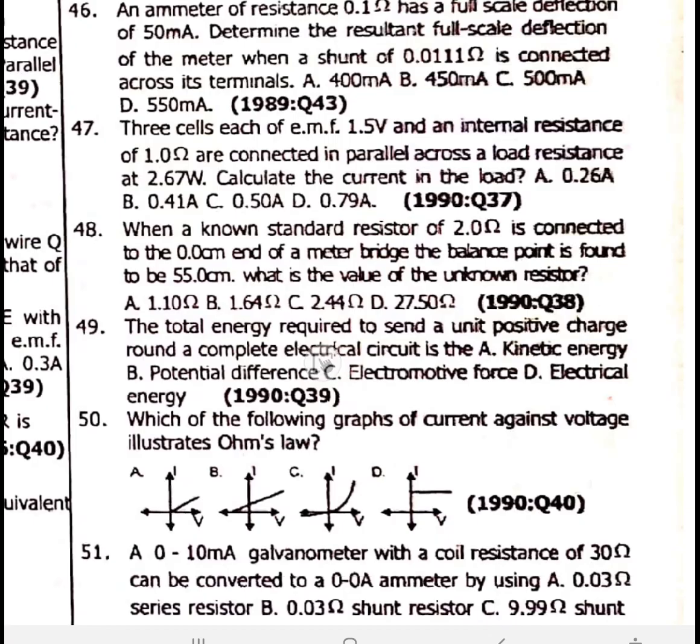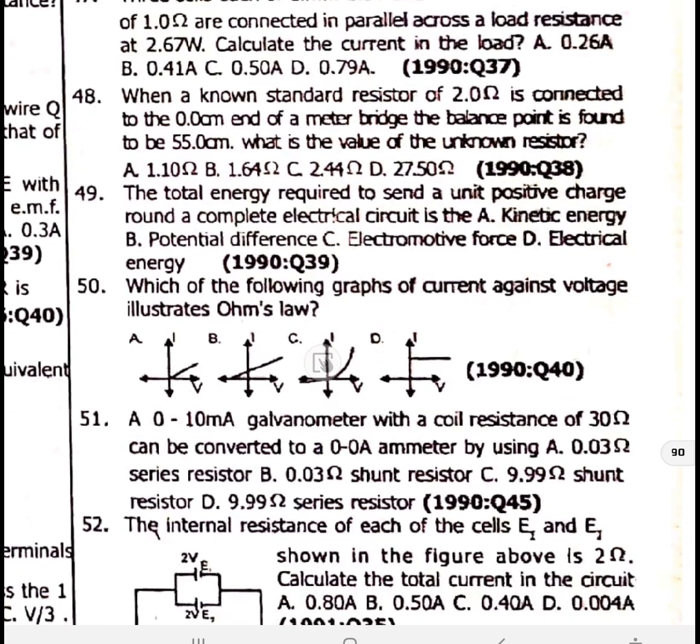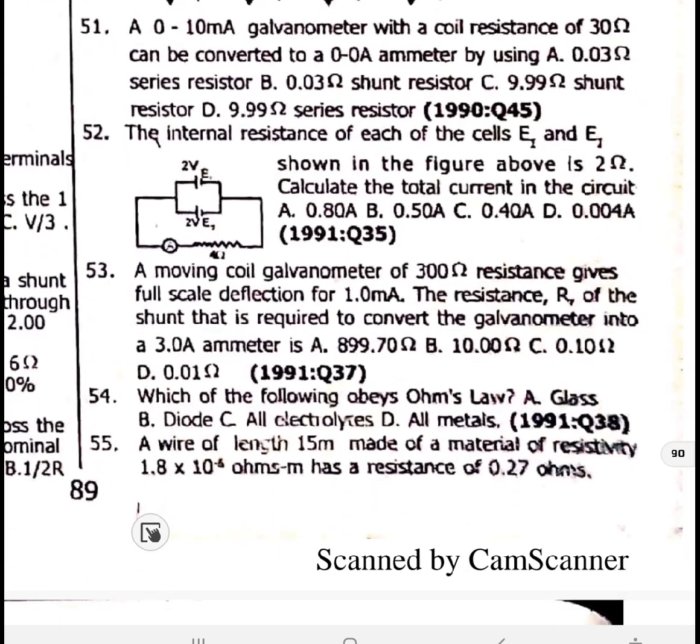a circuit as a unit positive charge is transferred between them. Which of the following graphs of current against voltage illustrates Ohm's law? 50, option A. 54, which of the following obeys Ohm's law? All metals are ohmic conductors, meaning they obey Ohm's law, including liquid metal, which is mercury. 54, all metals, option D.